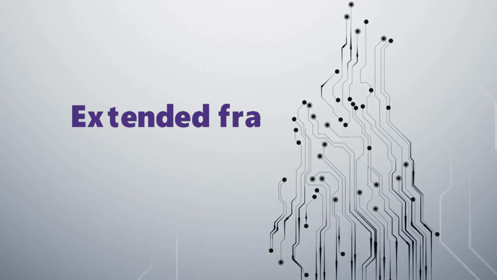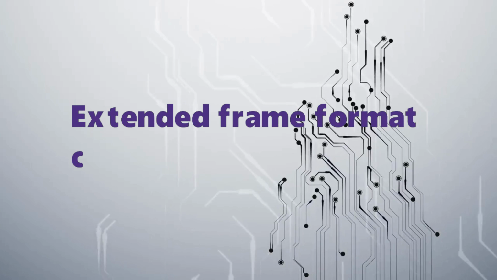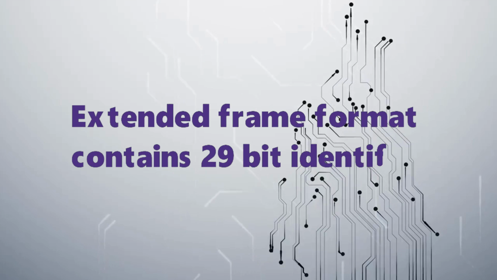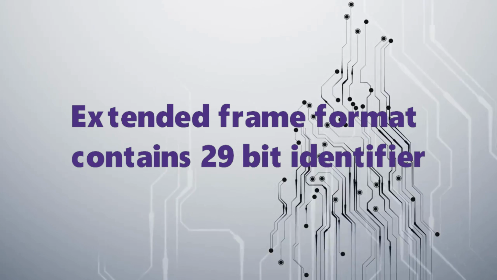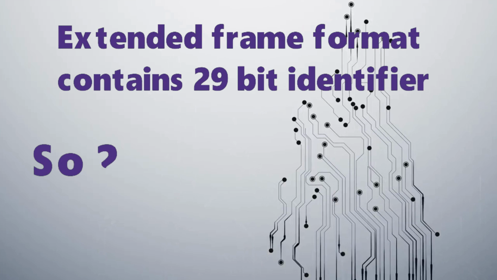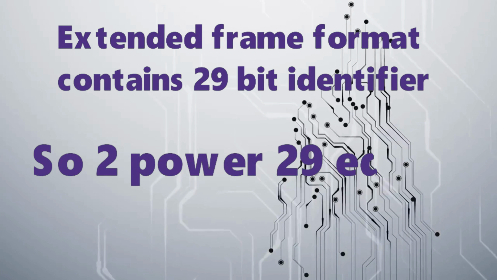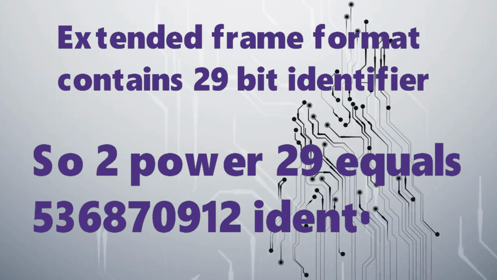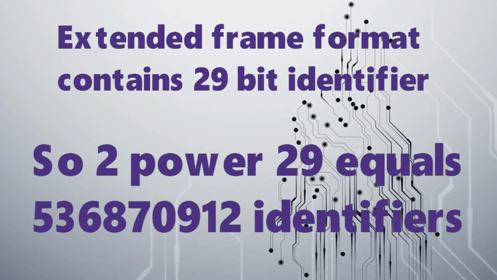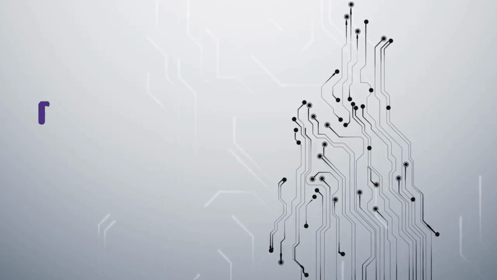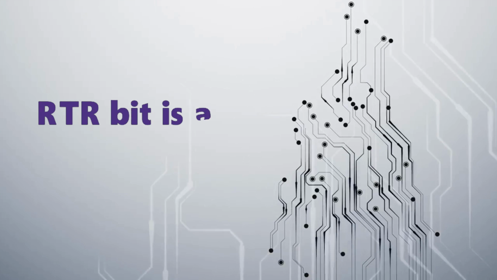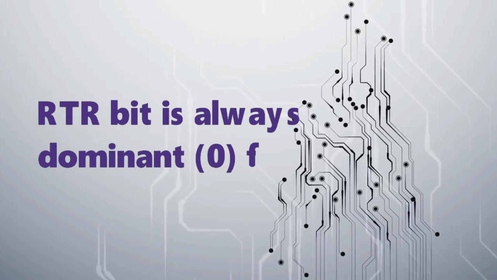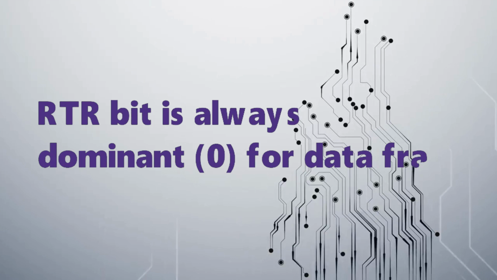Extended CAN frame. The extended CAN frame format contains a 29-bit identifier field. So 2 power 29 is equal to 536870912 identifiers. The RTR bit is always dominant 0 for a data frame.